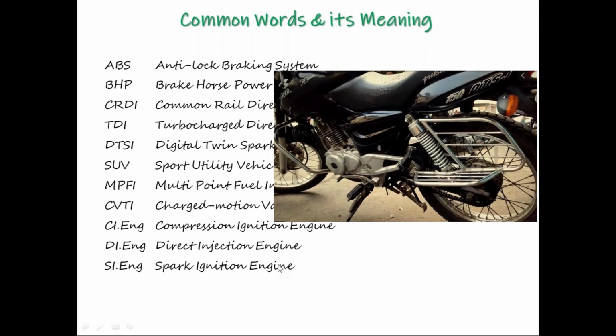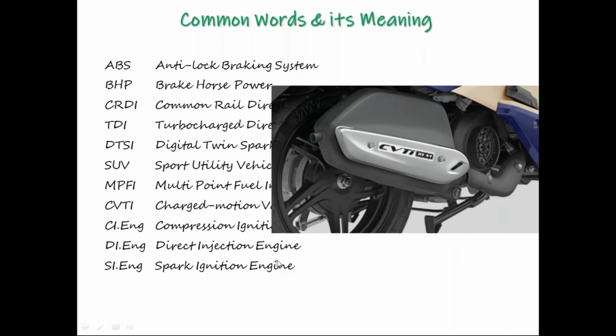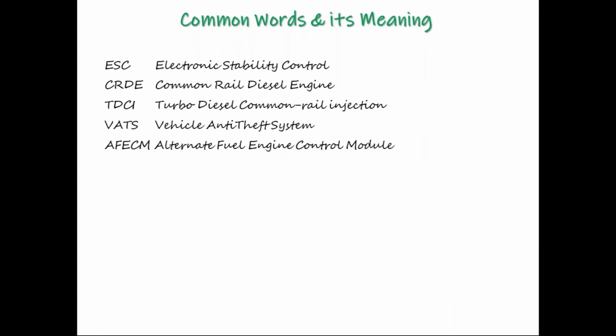Then MPFI, CVTI, CI engine, DI engine, SI engines. CVTI you may see most probably on TVS vehicles. Then we have ESC, that is electronic stability control, CRDE, common rail diesel engine, PDCI, then VATS, vehicle anti-theft systems, and alternate fuel engine control modules. So these were a few of the examples or common words which you may observe on different types of vehicles. Some words may be there other than these.